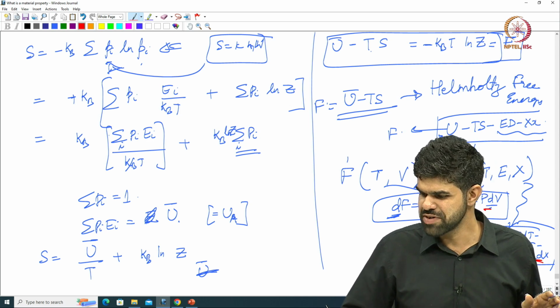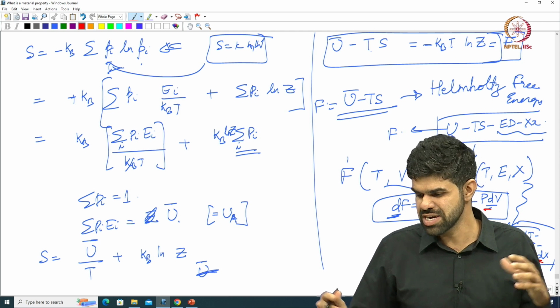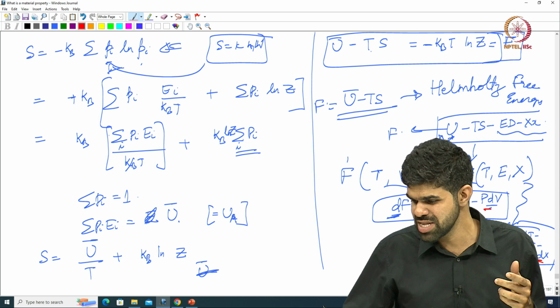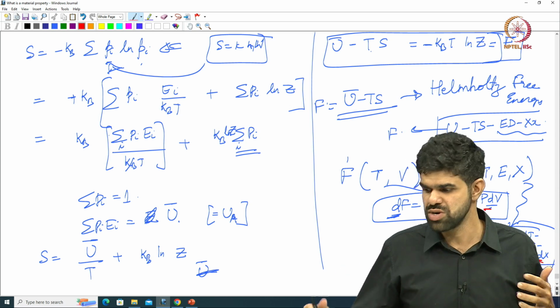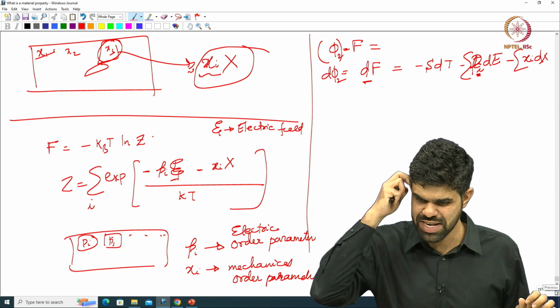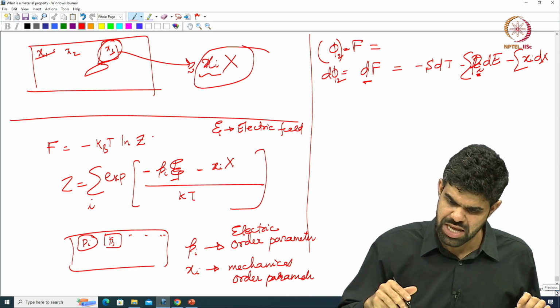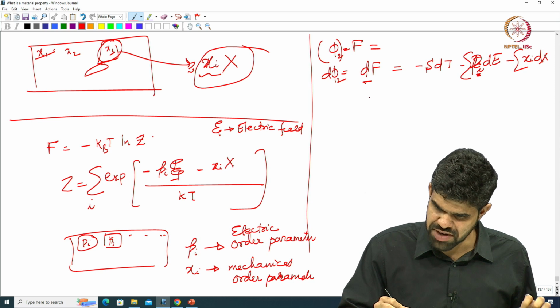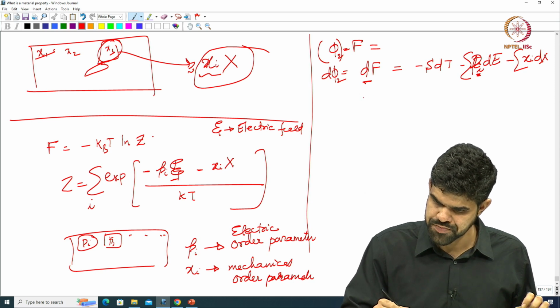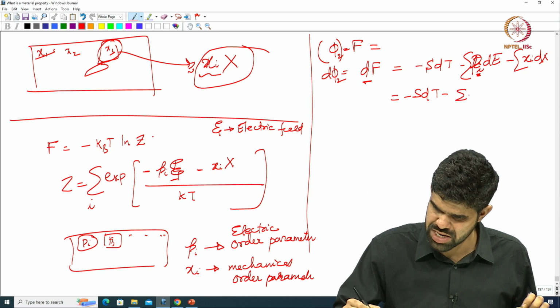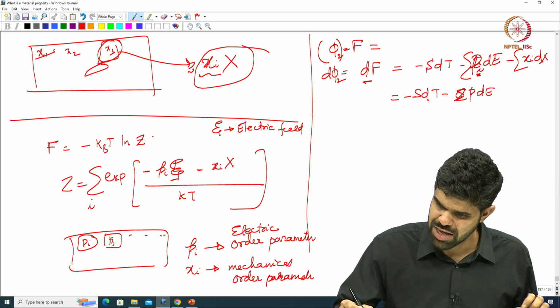So different domains or microscopic regions will have different displacements or polarizations, and similarly microstrains. So different microscopic regions have different microstrains. I am just going to write f as this expression. And so thermodynamically let me just write it this way: minus p dE minus x dx.